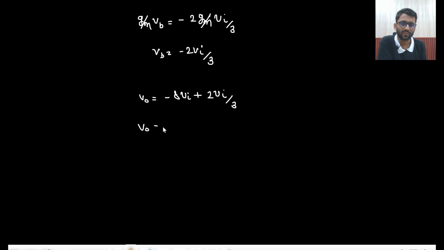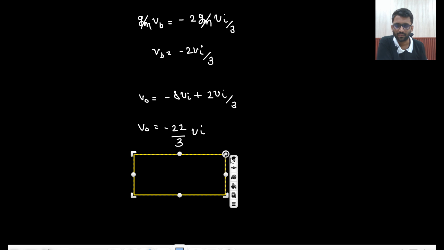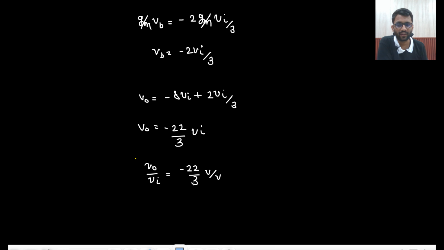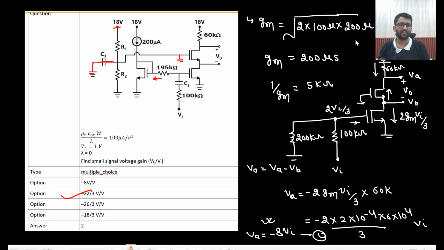So V naught will be equal to minus 22 by 3 V in. So the gain is minus 22 by 3 volt per volt. Okay. So this is the gain we are getting. The gain is not minus 8, this is minus 22 by 3. So the answer is B.